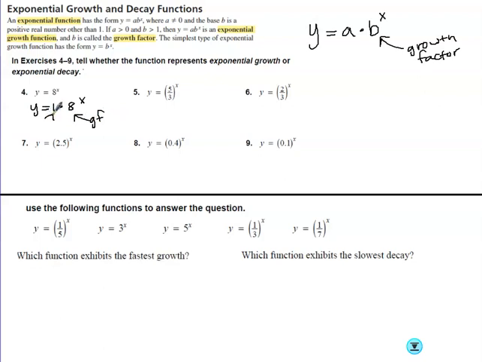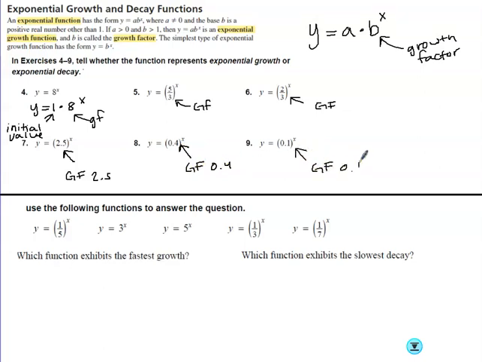Our initial value is the number in front, or the coefficient on that 8. This is the value that you're starting with in your growth or decay function. Here in number 5, our growth factor is going to be 5 over 3. Here our growth factor is 2/3. Here our growth factor is 2.5. Here our growth factor is 0.4. And here our growth factor is 0.1.